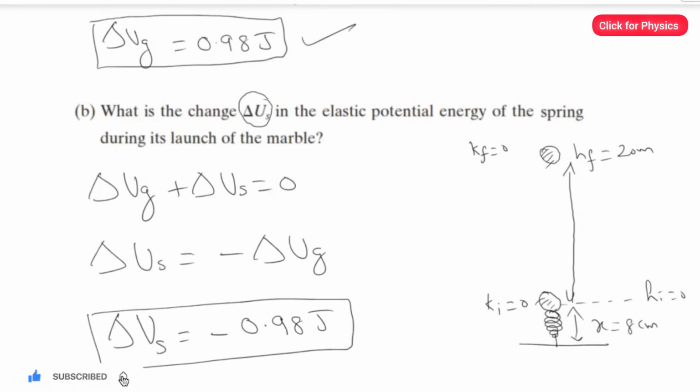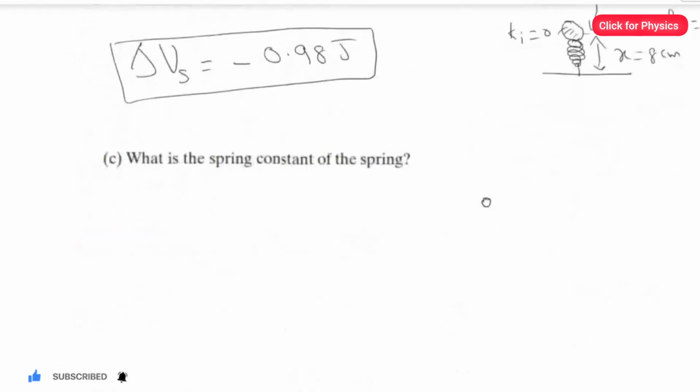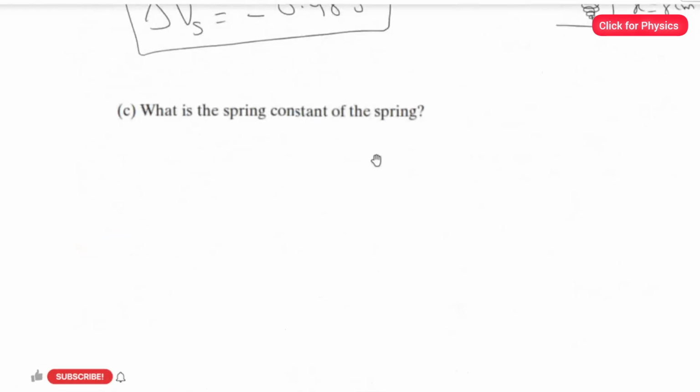Clear? And now we have to come to the third part. What is given in the third part? We have to find what is the spring constant of the spring. That means we have to find the k value. So for that, how can we find it? We have to write that the marble has both kinetic energy and potential energy. Am I right? That means we have to consider the conservation of energy.